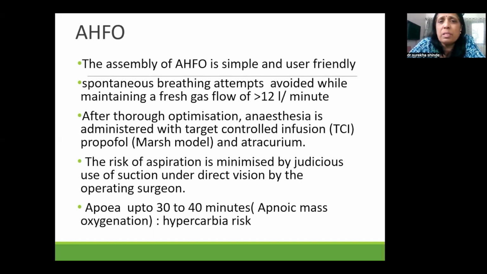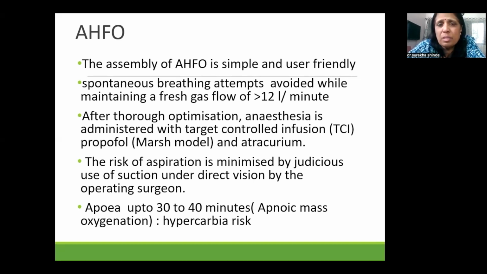Here spontaneous breathing attempts are avoided while maintaining gas flow as low as 12 liters per minute. Sometimes you can use up to 20 liters per minute also. You use a protocol similar to what we use in otherwise normal airway surgery for optimization. Anesthesia is given with target controlled infusions. If you have TCI pumps, or you can use propofol and atracurium as a drip continuously. And the risk of aspiration is very much minimized by judicious use of suction under direct vision by the surgeon also.